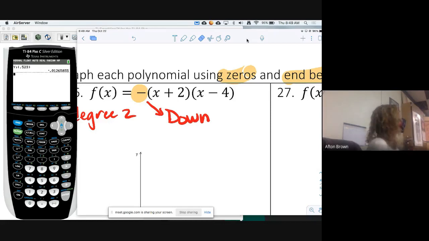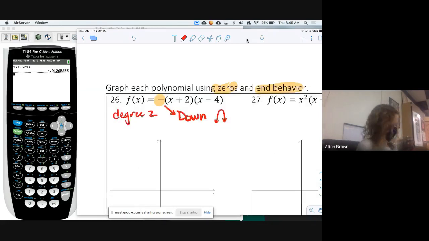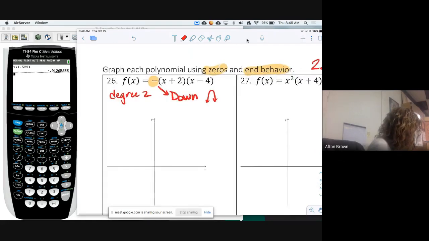Good. So this is going to be a smiley face or a frowny face. It's the negative outside. What does it tell us then? Is it going to be a smiley or frowny? A frowny. It's down. It's sad. It's having a moment. Yeah, it's having a 2020 kind of year.